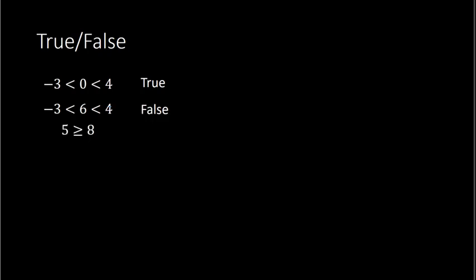Okay, next we have 5 is greater than or equal to 8. For this statement to be true, we look at the two statements we have built into one. We have 5 is greater than 8, and then we have or 5 is equal to 8. That is what greater than or equal to says. Well, both of which are not true, so therefore that is a false statement.